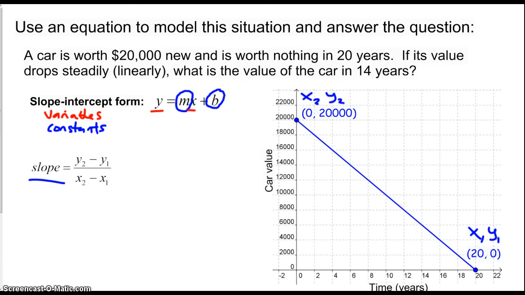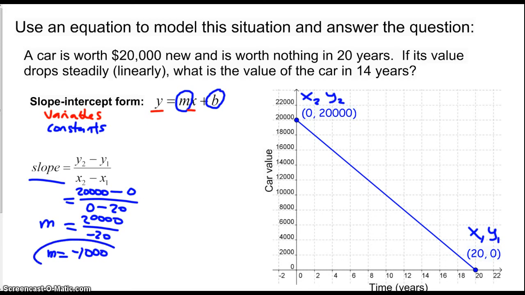Okay? And so I'll just plug things into this formula, right? Let's see, I have 20,000 minus, for y2 minus y1 would be 0. And then x2 would be 0, and x1 would be 20. And so that means the slope, which I'm going to now call m, is 20,000 divided by negative 20, which simplifies to negative 1,000. So that means that I've now figured out from these points what the slope of my line has to be.